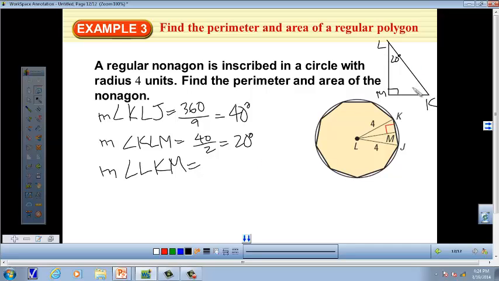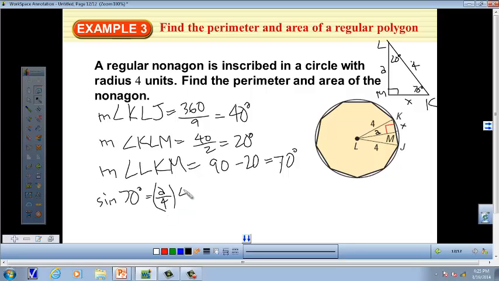Remember that these two add up to 90, so therefore 90 minus 20 gives me the angle that we want, which is 70 down here. Now, if I call the length from K to M X, and I call LM my apothem, or A, that means this is X here, and this is A. We know the hypotenuse LK is 4, so we're going to use sine of 70, which would be opposite, which is A, over hypotenuse, which is 4.